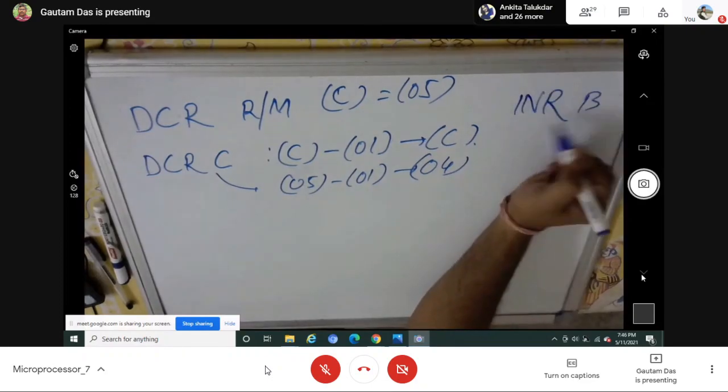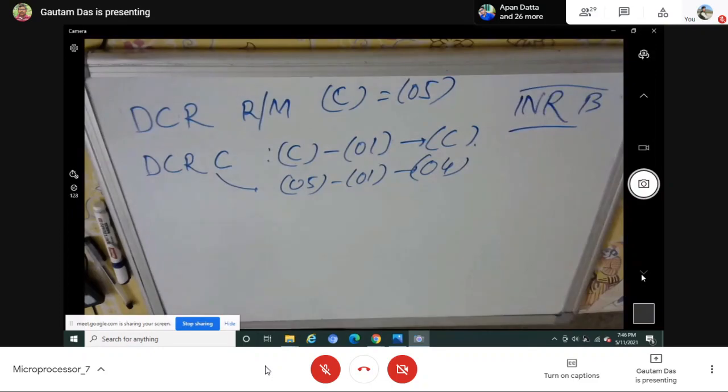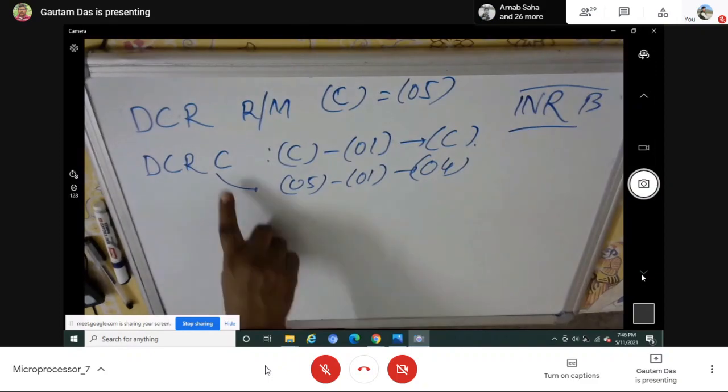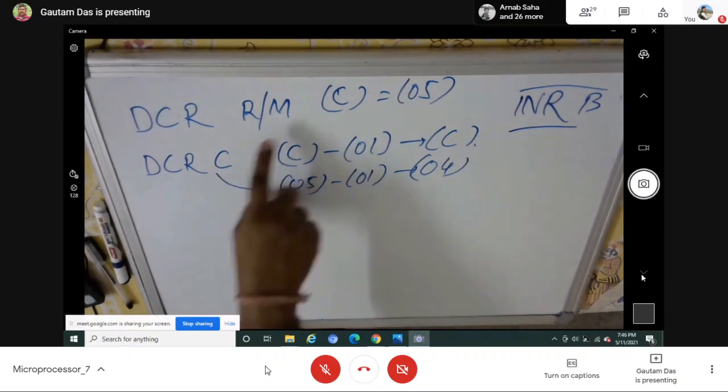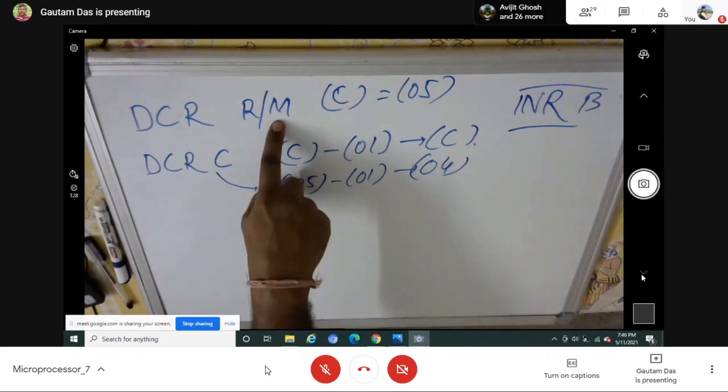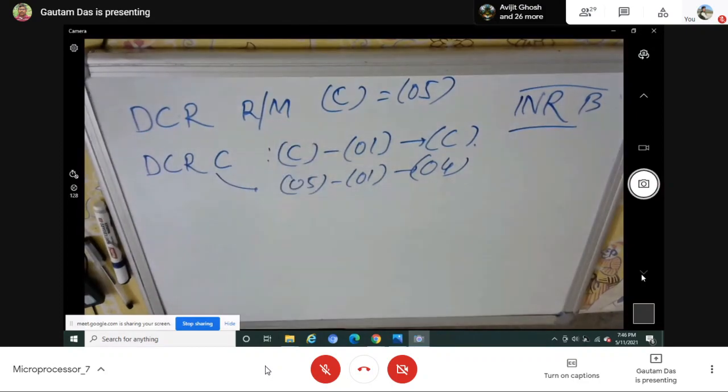This is a decrement and increment operation on how many bit data? Of course, 8 bit, because your operand is an internal register or memory register, and both are 8 bit in length. That means using DCR and INR instructions, you can increment or decrement the 8 bit content of a register by 1.